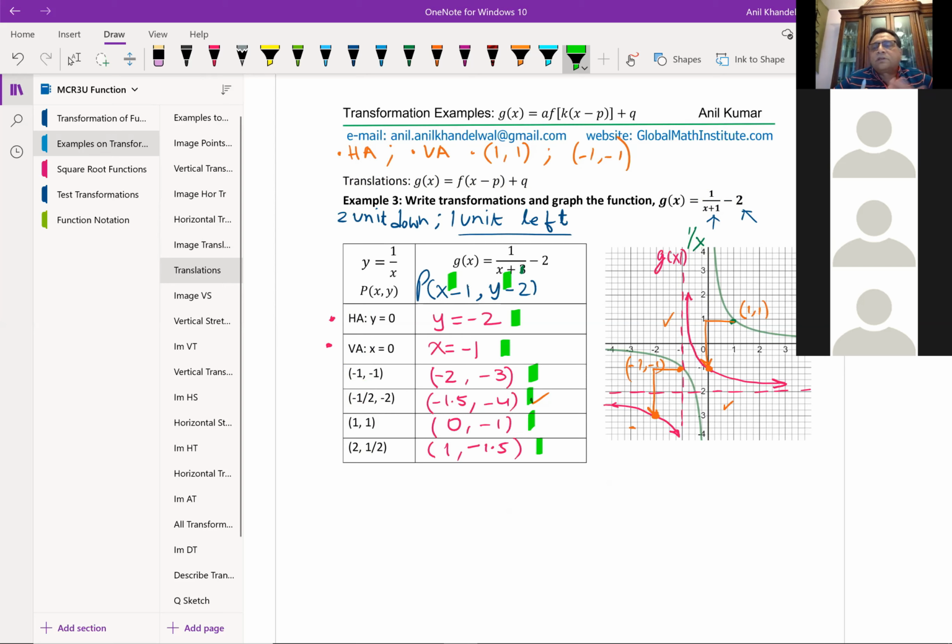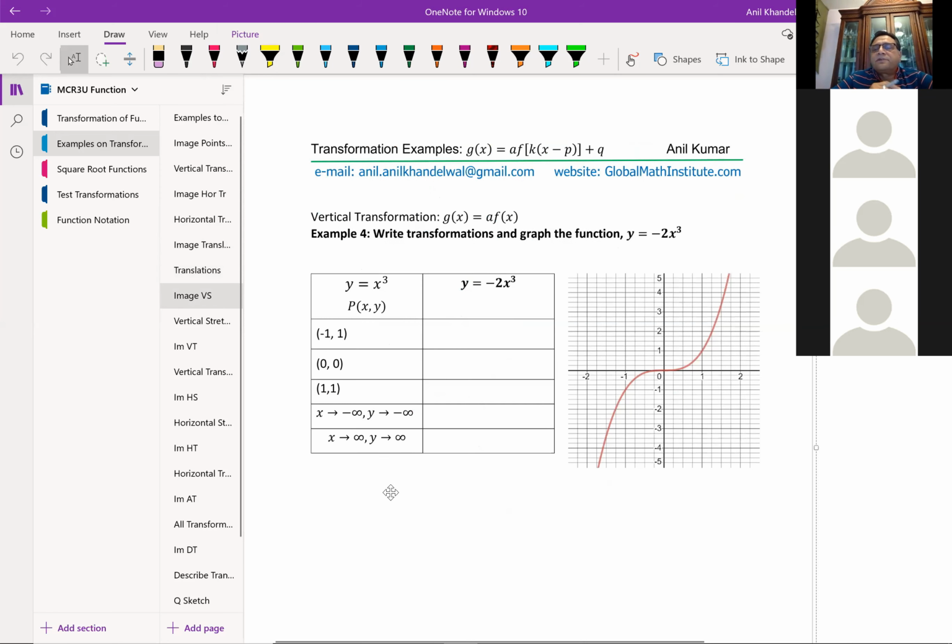Are we clear about translations? We have already considered both kinds of translations together, horizontal and vertical. So is it clear to everyone? Yes, sir. Very good. So now let's look into more examples.